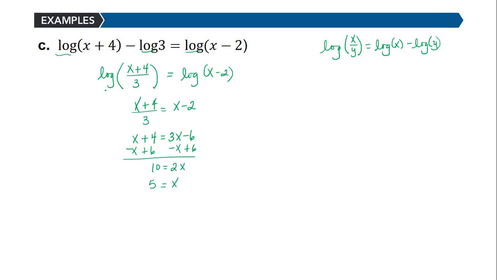Now again, I have to check, is the log defined for 5? 5 plus 4 is 9, 5 minus 2 is 3, so that is correct.